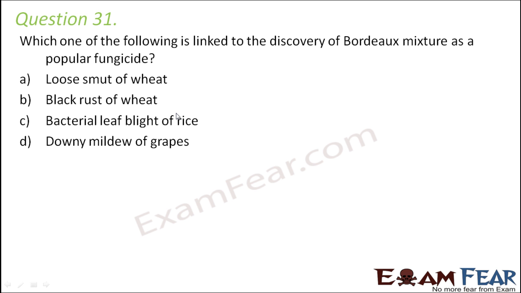Loose smut of wheat, black rust of wheat, bacterial leaf blight of rice, or downy mildew of grapes? So here the correct option is the last one, that is downy mildew of grapes. This is a disease for which the causal organism is Plasmopara viticola, which is a fungus.